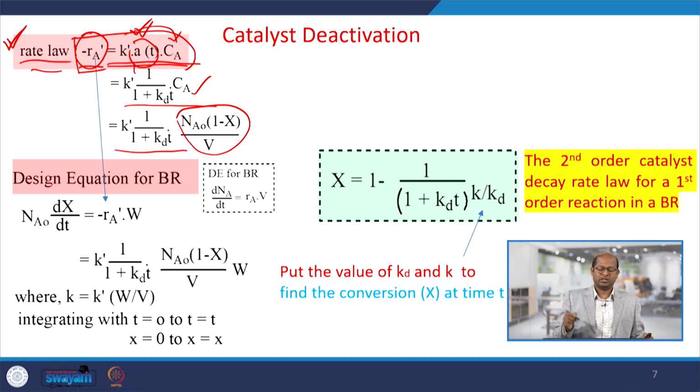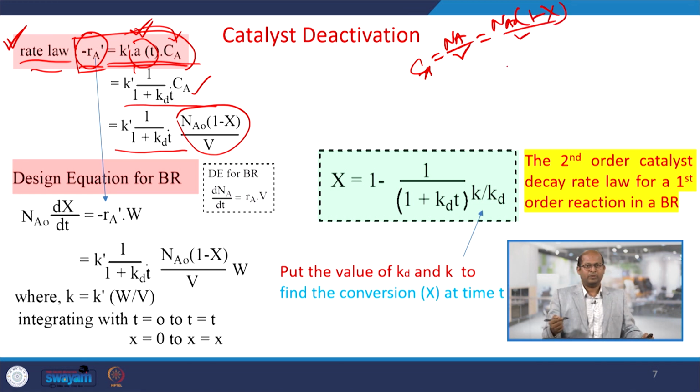So, here C_A equals N_A by V, N_A equals N_A0 into (1 minus x), and divided by V. So, this we are writing this way.